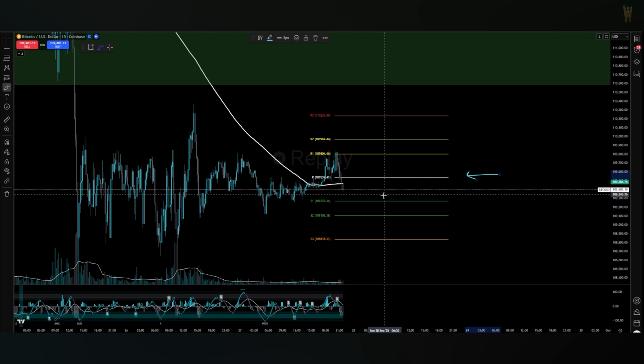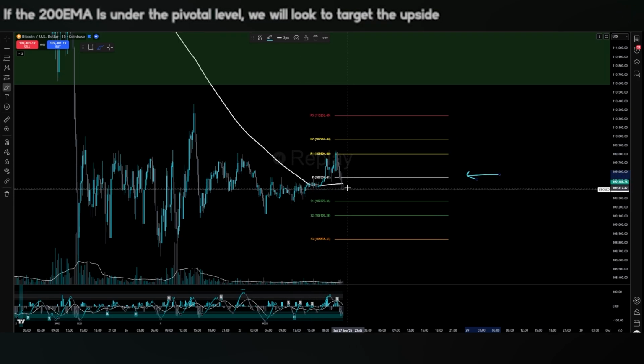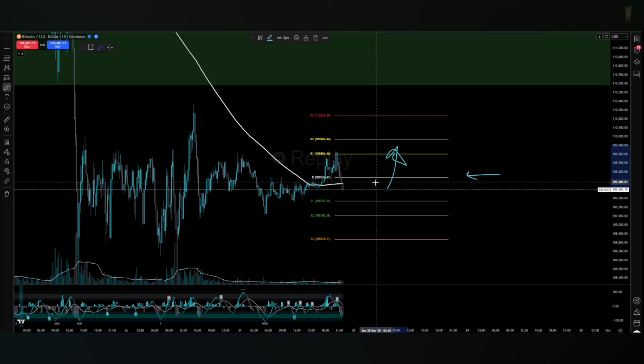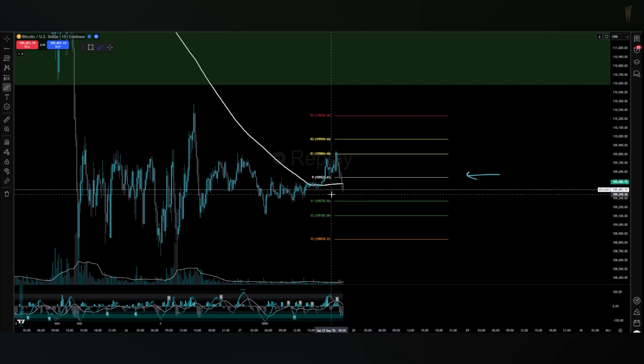Now, we have two different ways of going about it. The first one being if the 200 EMA supports the pivotal level, so one is underneath the other, and what I mean by this is that the 200 EMA supports the pivot by trading underneath it. Technically, we look to target the upside, and the reason for that is the bulk of bids will be found more towards the 200 EMA, and as long as that is trending or progressing to the upside with the 200 EMA above it as support, we take it as a target to the upside, right? So our bias is bullish on a potential setup, and we pretty much take it from there, right?